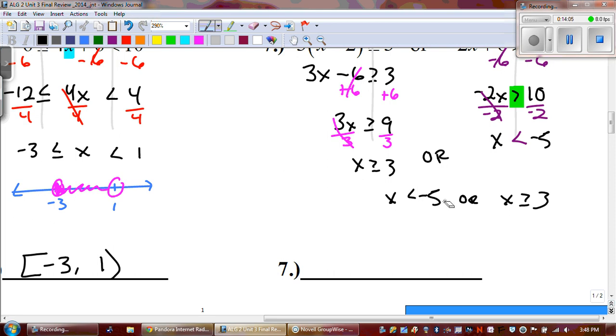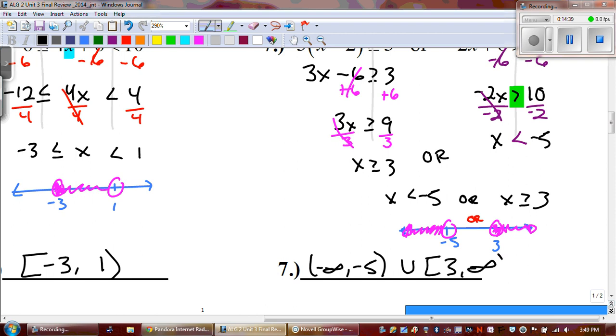Now, if you can't figure out what the graph looks like, just draw a fast one. Okay, you're at negative 5 and you're at 3. At negative 5 we're open and it's less than, so we shade to the left. At 3 we're closed and we shade to the right. Remember that the or is when we have the break. Okay, so our graph starts at negative infinity and it goes to negative 5, and then there's a break. That's the union. We're closed at 3 and it goes to positive infinity.